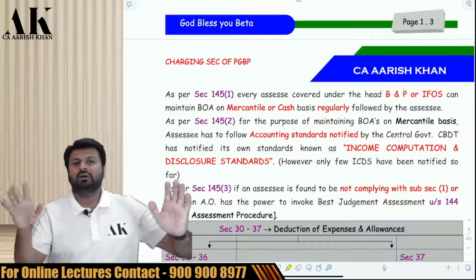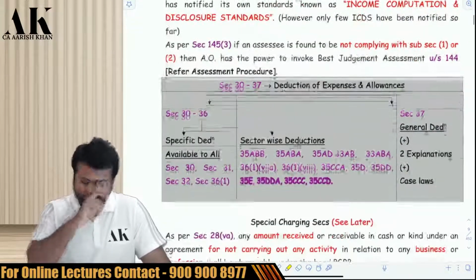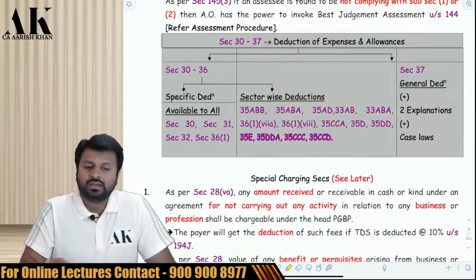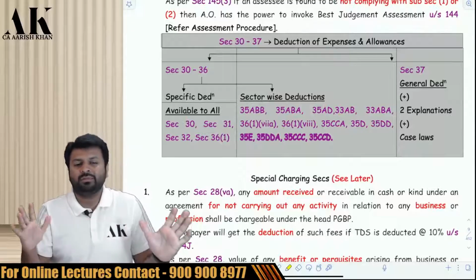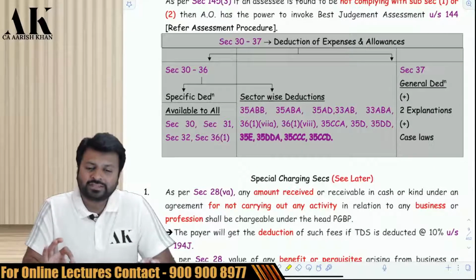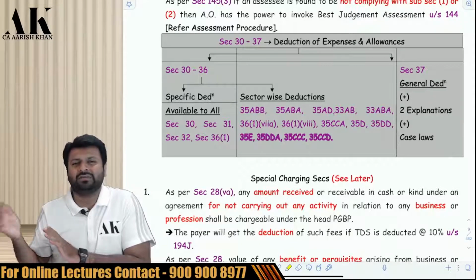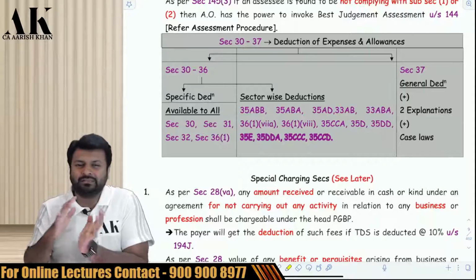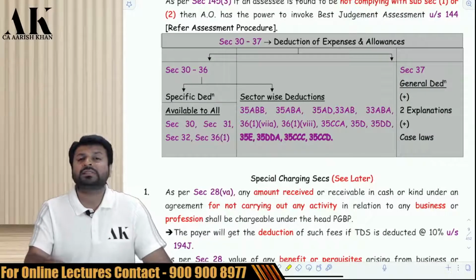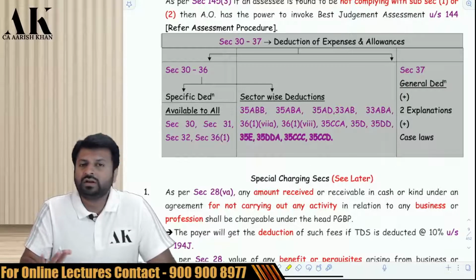Right. Now, there is a master chart in front of you which talks about deduction. Deduction. This is what most of the PGBP is all about. That is section 30 to 37. And then later on some more part is there which is talking about allowances, disallowances and some deemed income and some presumptive income, but that is a smaller part. The bigger part of business and profession is this. We need to learn all the deductions one by one.